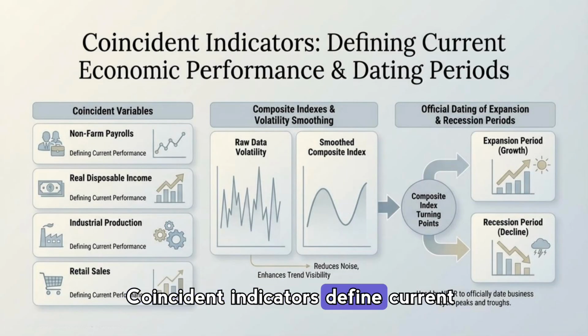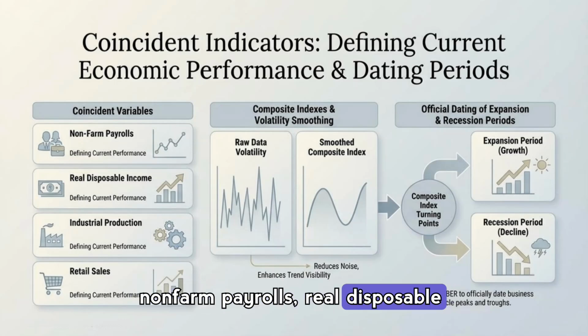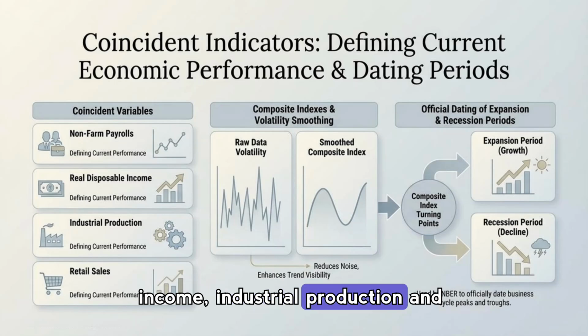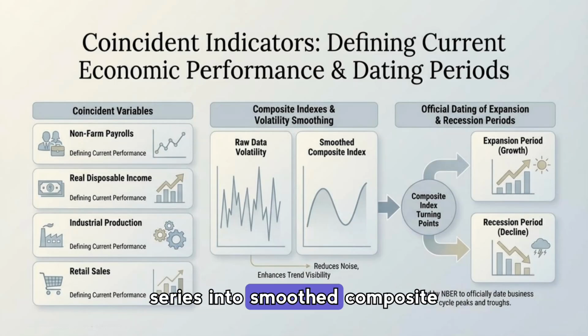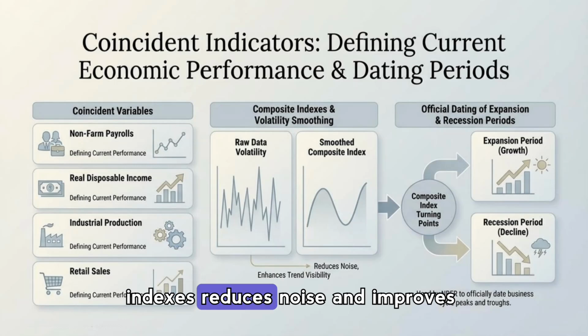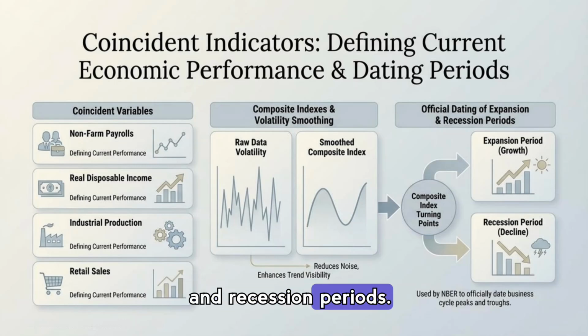Coincident indicators define current economic performance and help date phases in real time, including non-farm payrolls, real disposable income, industrial production, and retail sales. Combining these volatile series into smooth composite indexes reduces noise and improves trend visibility, and those composite turning points are commonly used by official bodies to mark expansion and recession periods.